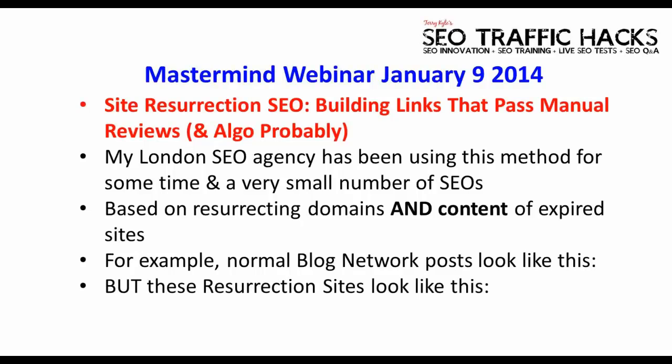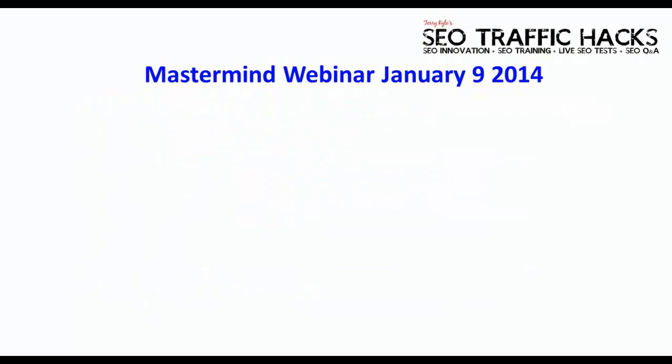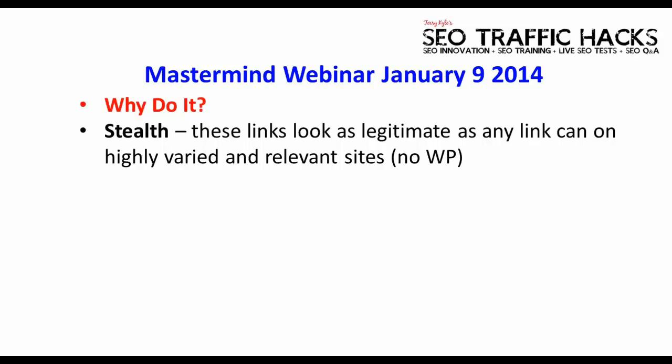Yeah, so we've had a look at those site resurrection SEO type sites. The main reasons that we want to do it, if they're not already obvious, are stealth. These links look as legitimate as any link can possibly look. They're on highly varied site types, and they're all relevant sites. There's no WordPress here. And I recommend, if you're doing this resurrection approach, where you do encounter those ones based on WordPress, to probably avoid them, and just go for more of those legitimate looking HTML or PHP small business websites.